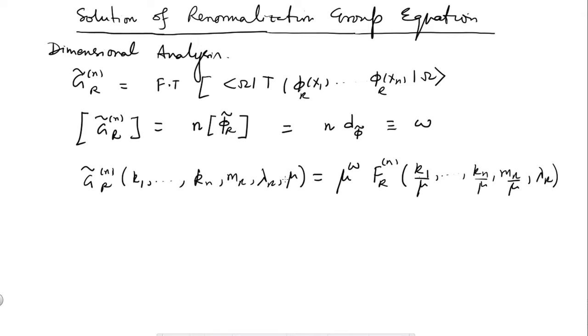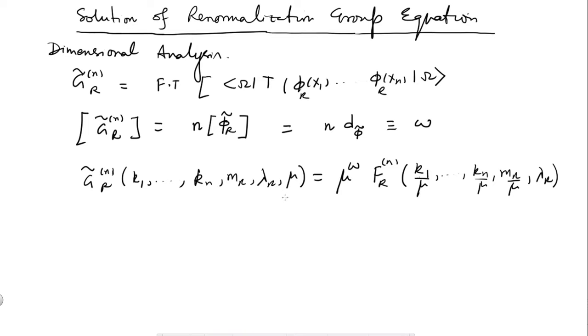So take that Green's function. Wherever you have ki's, divide by mu. Wherever you have mr, divide by mu. Wherever you have mu, divide by mu. That thing you get is this object f n r of these ratios. Clearly there is no other mu written here because mu over mu is 1. So f n r is completely dimensionless, because you have constructed it out of dimensionless objects. There is no way f n r can be dimensionful.